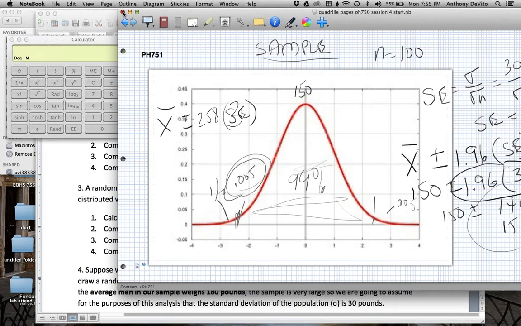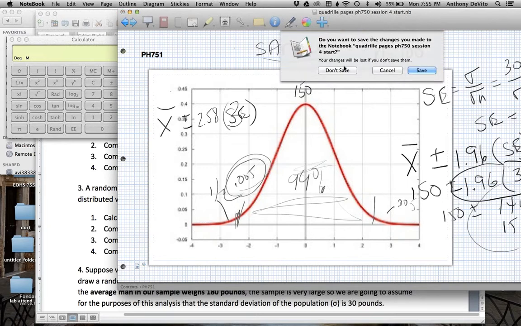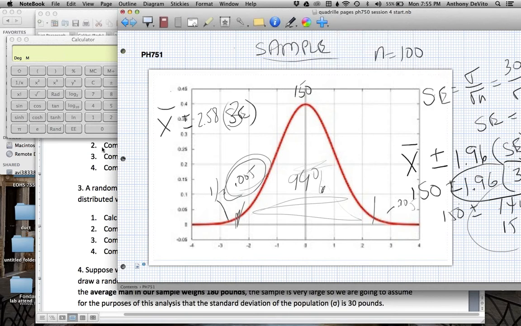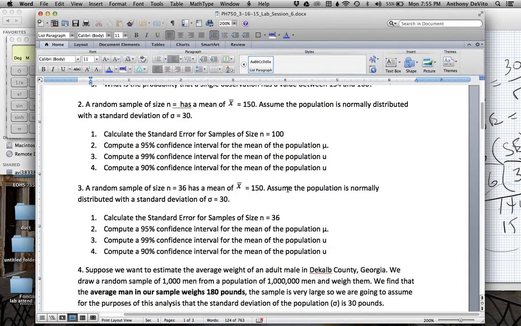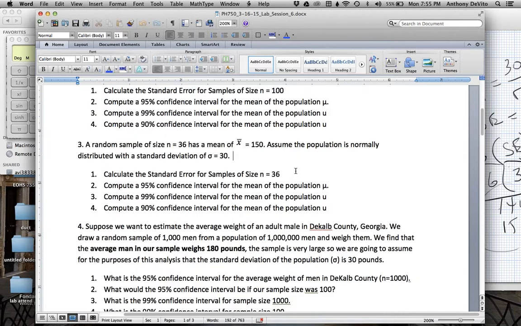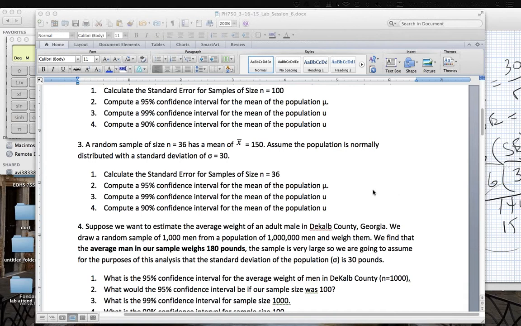Now you guys get a chance to do the next one. A random sample of size 36. Only difference here is the sample size is different. It has a mean of 150. Assuming the population is normally distributed with a standard deviation of 30, it's the same standard deviation. Only thing that's changed here is the sample size. Calculate the standard error for a sample size n equals 36. You guys work on it. You guys at home do the same thing.